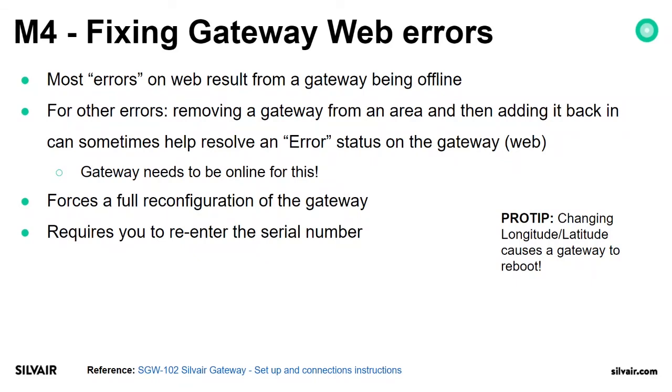So, fixing gateway web errors. Most errors on web result from a gateway being offline. So this is very important: whatever you do on the web platform with the gateway, be sure, for sure, that the gateway is online.